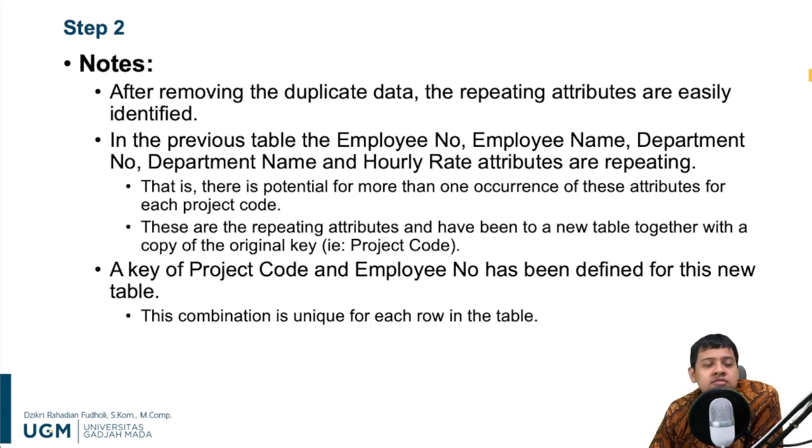There are some notes. After removing the duplicate data, the repeating attributes are easily identified. In the previous table, we see the employee number, employee name, department number, department name, and hourly rate attributes are repeating. There is a potential for more than one occurrence of these attributes for each project code. These are the repeating attributes and they have been moved to a new table together with a copy of the original key, which is the project code. A key of project code and employee number has been defined for this new table, and this combination is unique for each row in the table.